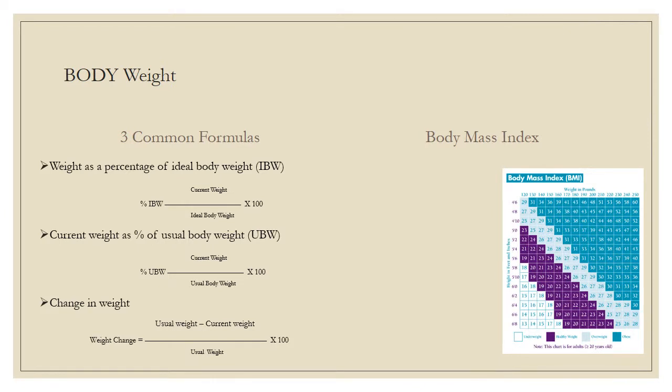Changes in body weight can be expressed by three different formulas. One is weight as a percentage of ideal body weight. Another is current weight as a percentage of usual body weight, and then change in weight. The formulas are provided here for you. An unintentional weight loss of 10% over a 6-month period at any time significantly affects nutritional status and should be evaluated. We also have the body mass index, also known as BMI. It is a measure of nutritional status that does not depend on frame size and is calculated by the formula presented here.